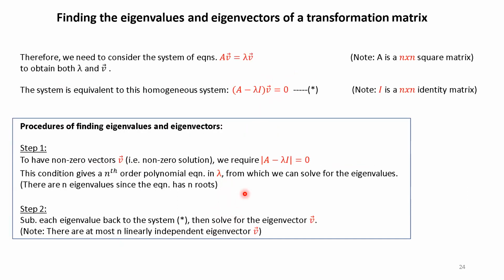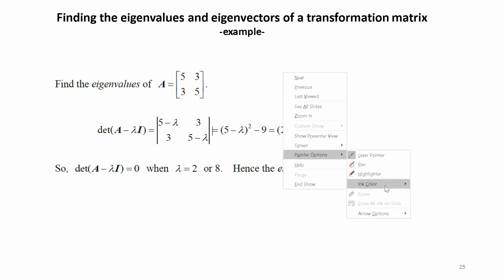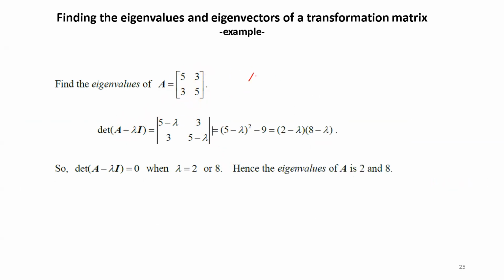So let's try to do an example, to understand how the procedure works. Again, we start with this 2x2 example. What is the first step? The first step is to look at the determinant of A minus lambda I. So A is this. Remember what is lambda I? Lambda I is this.